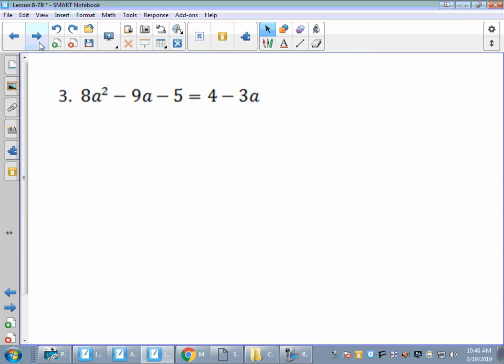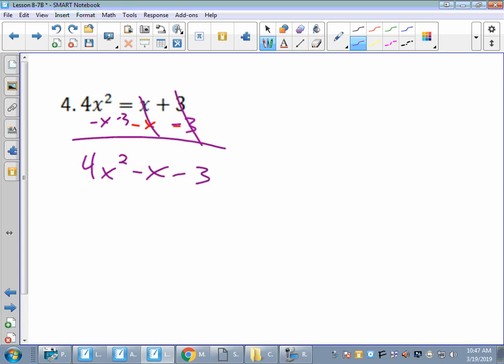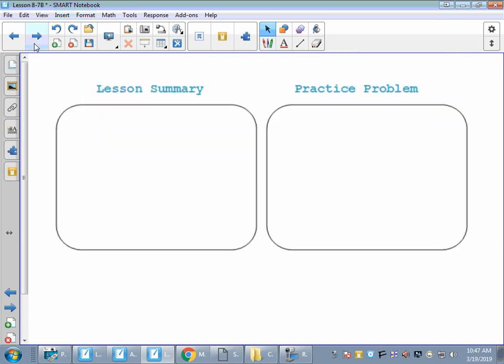We're going to this example. You can do that on your own. Hey, check this one out. Remember, the only thing you'd have to do here is get everything to the left first. So I'm going to subtract an x. And I'm going to subtract a 3 from each side. So really, it's going to cancel those out. You're going to have 4x squared minus x minus 3 equals 0. So just make sure that you get everything on one side, set it equal to 0 first. I think you guys can finish that one from there.